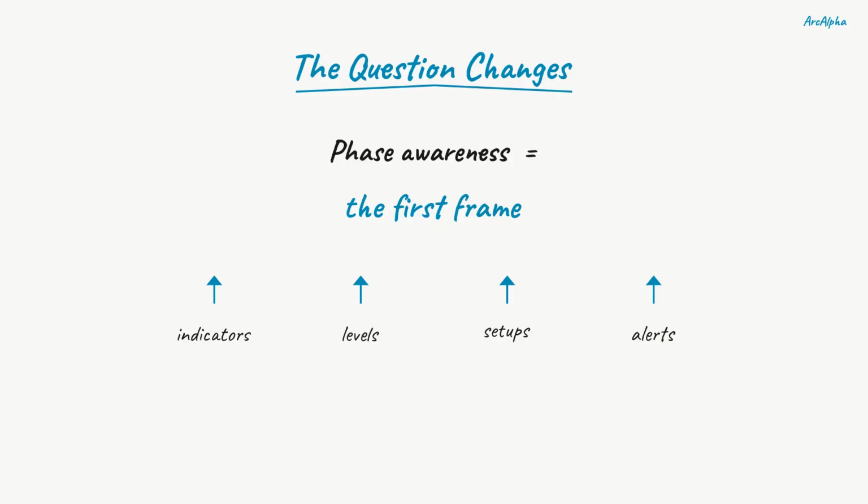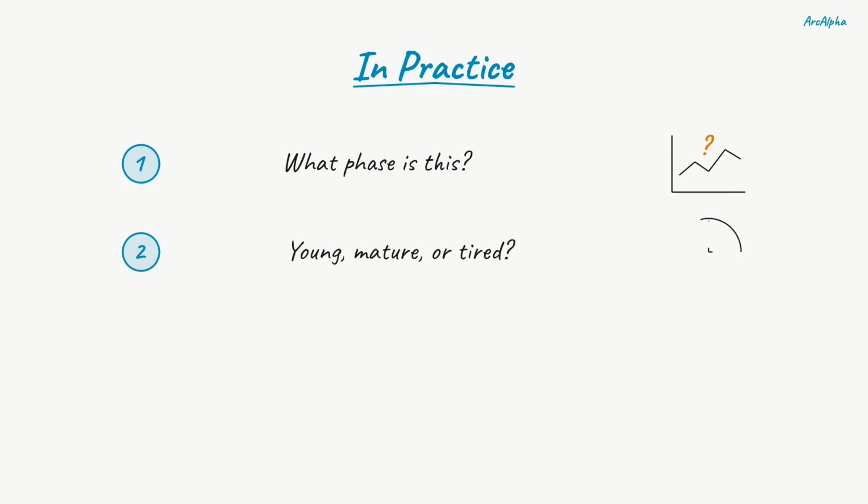Here's how this shows up in practice. Open a chart. First thing, identify the phase. Is this quiet or active? If active, which direction? Second, identify the context. Is the phase young, mature, or tired? Has it just started, or has it been running for a while?